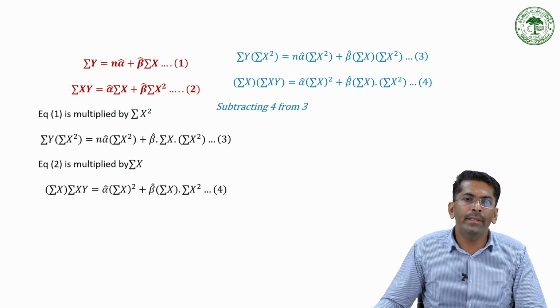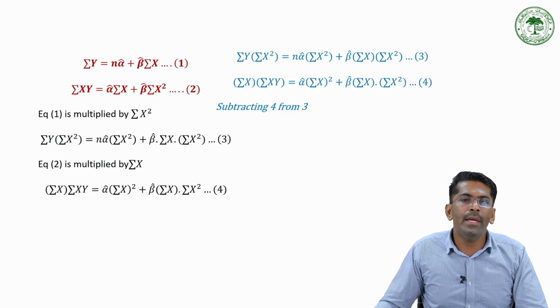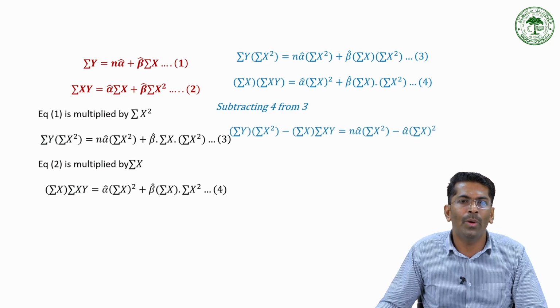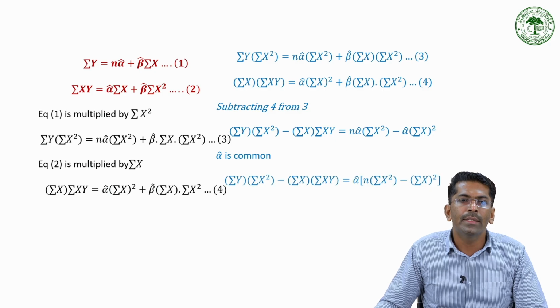Now considering equations number 3 and 4, I am going to subtract equation number 4 from equation number 3. So here it will become sum of y into sum of x square minus sum of x into sum of xy, which is equal to, these two terms will be cancelled out. What is remaining here? n into alpha hat into sum of x square minus alpha hat into sum of x whole square. Since alpha hat is common here, I am going to rewrite this equation in the form of sum of y into sum of x square minus sum of x into sum of xy, which is equal to alpha hat is common.